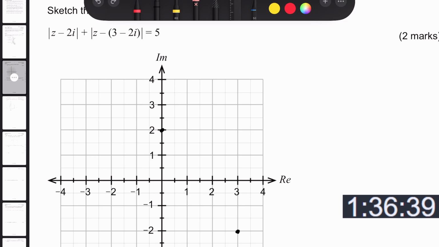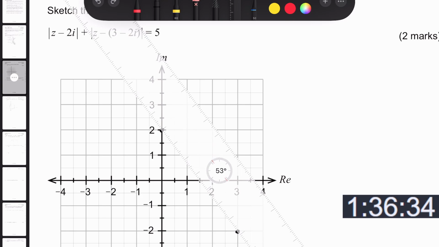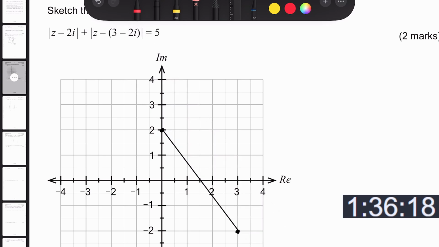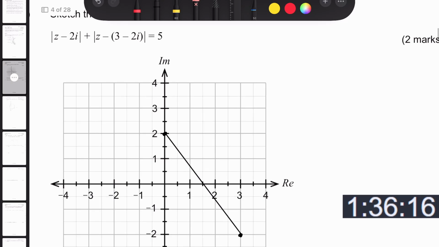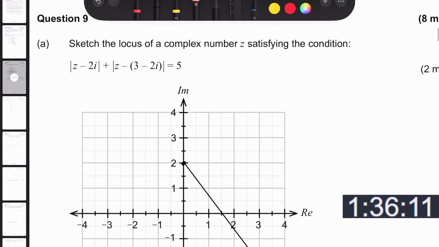So I get that it must be the line that joins these two together. So we have an angle of 53. Must be the line that joins them together like that. And if I do it like up here, then we have some distance, and that's going to be adding a 5 on top. So yeah, no, just that.